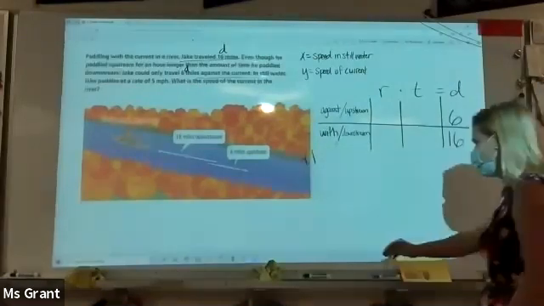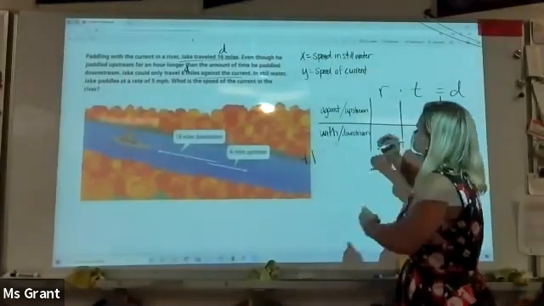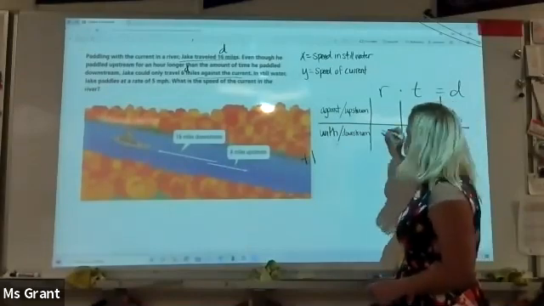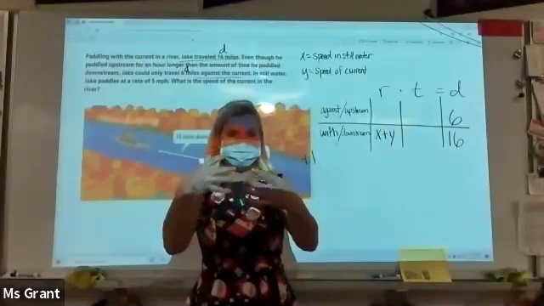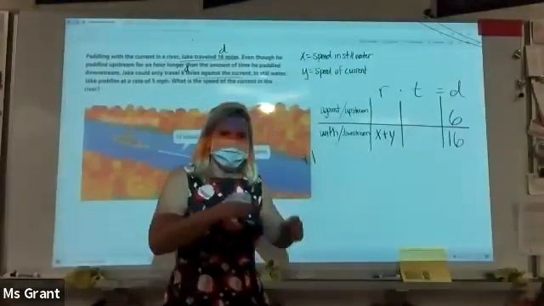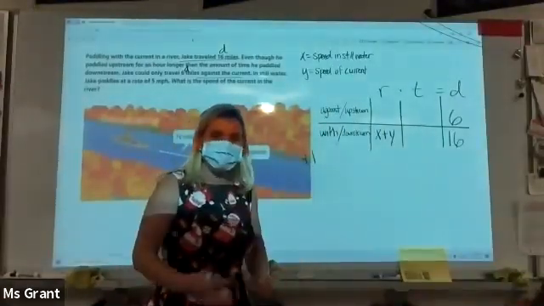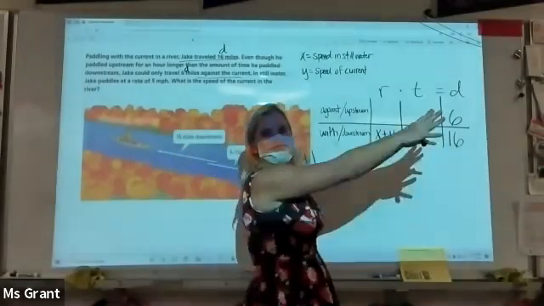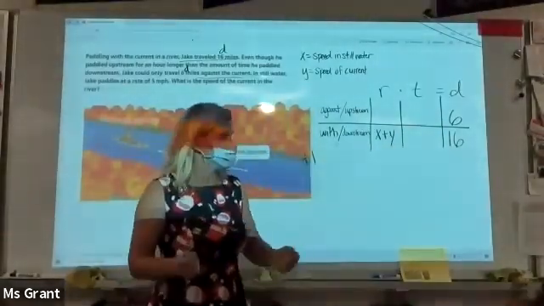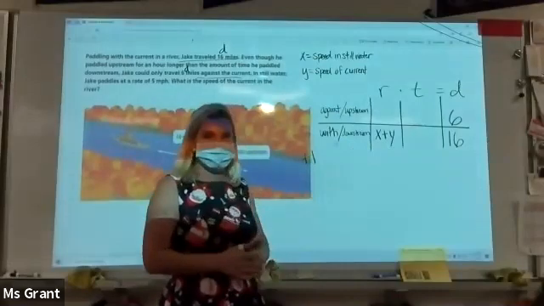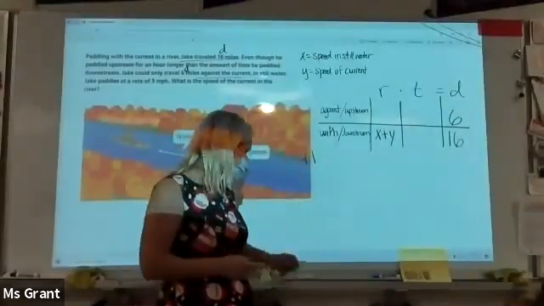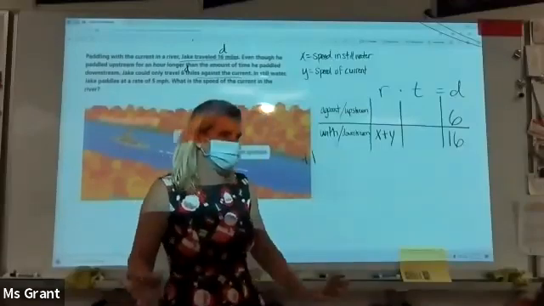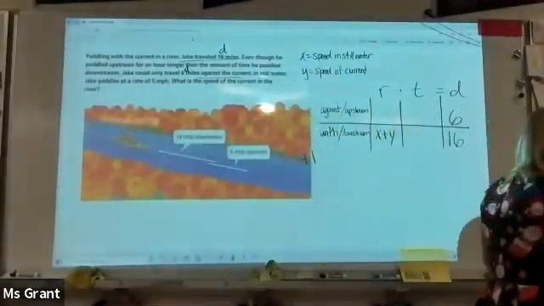Then I'm going to write: with the current, going downstream, X plus Y. They work together. My arms and the water rushing push me along faster. And this will be the same. Think of this in the future when you have an airplane problem or you're riding your bike or whatever it is. Now I'm going to turn around.